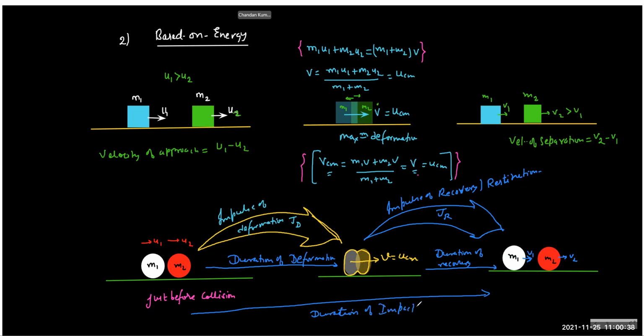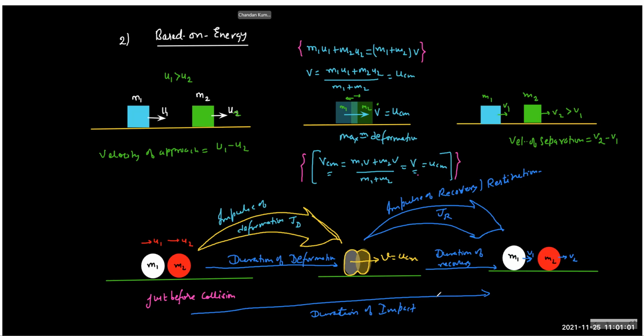Every duration of impact we can divide into two parts. What I'm saying is that at the end of the duration of impact, if some deformations are left for individual masses, we call it elastic or inelastic. And if you recover 100%, we call it perfectly elastic.